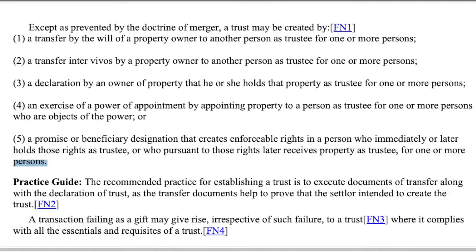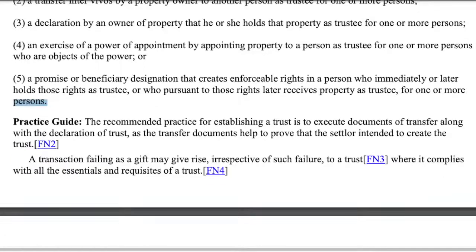But remember, we could create a trust. This is one I still have questions about, unless someone else could give better clarification. But it's just created by a promise or a beneficiary designation. I'm designating you as beneficiary. That's going to create enforceable rights in a person who immediately or later holds those rights as trustee, or who, pursuant to those rights, later receives property as a trustee for one or more persons. Very complicated there. But let's see what we get in the practice guide, though.